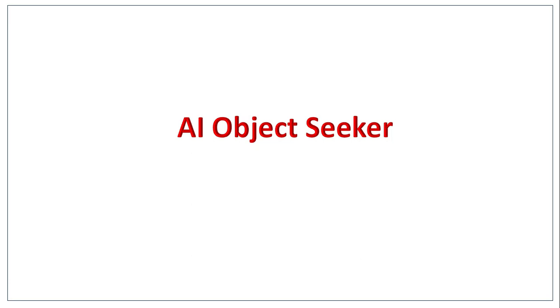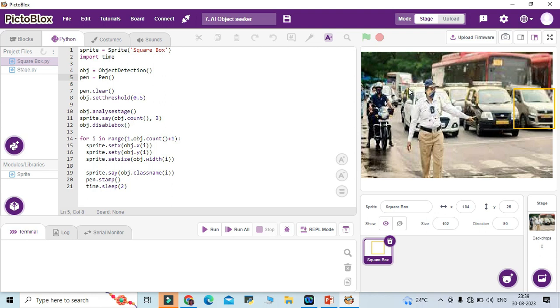Now let's begin the AI object seeker. Okay, so now we'll begin the activity. Here I have used the square box as a sprite, and this is assigned to the variable sprite. Then we are going to import the time module here. Then the object detection function is used to detect the object as I have explained previously. Then the pen function, which we are going to use, so that when the object is detected, it is going to analyze the objects and it will be moved.